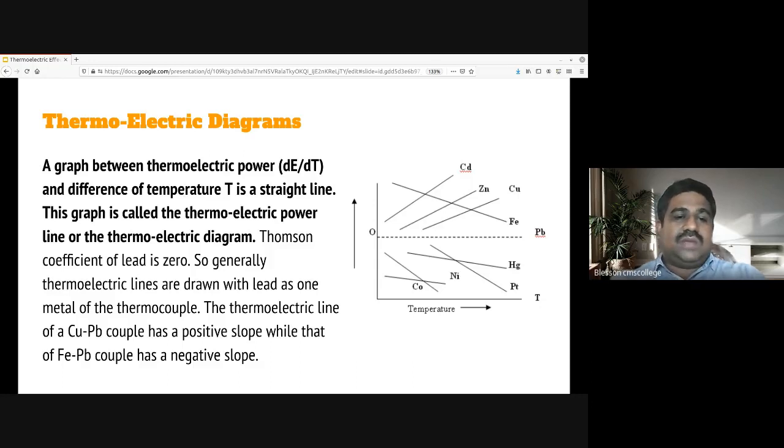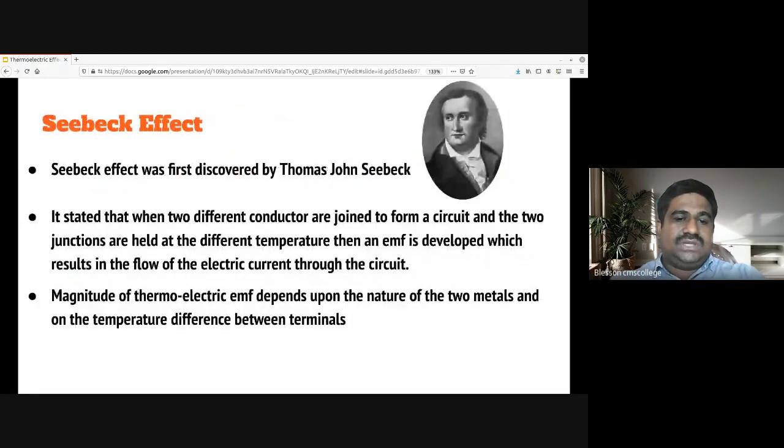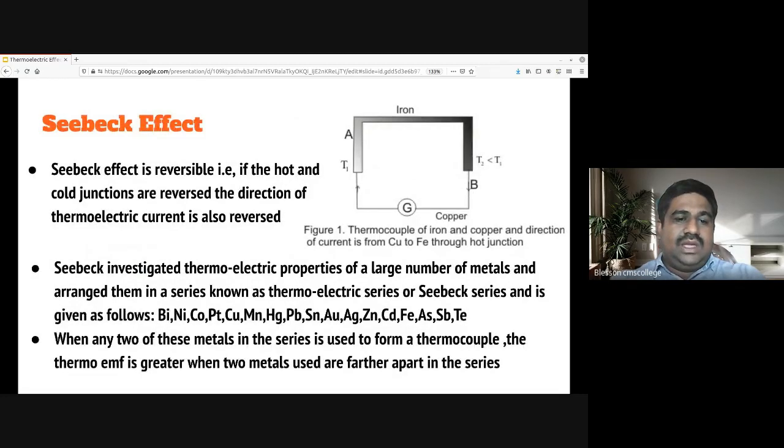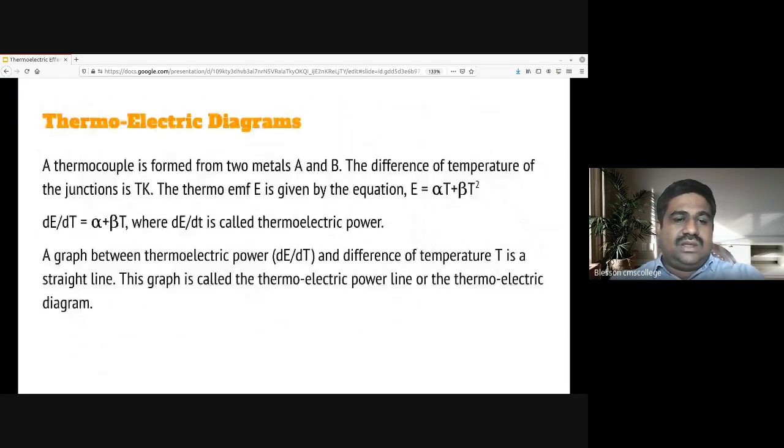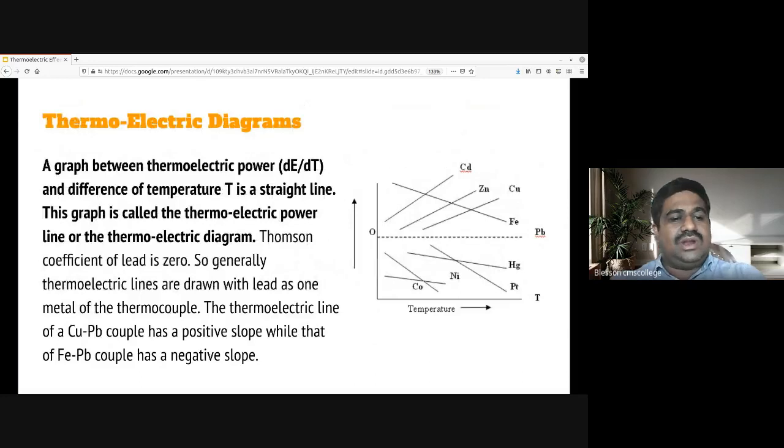So this graph shows the thermoelectric diagram of different metals with respect to lead, because the Thomson coefficient of lead is 0. So we have taken lead as a reference, and the other metals are depicted in this graph. See cadmium, zinc, cobalt. We can see that copper is on one side of lead, while iron is on the other side. Lead is in the middle, and copper is on the left side, while iron is on the right side. With respect to lead, iron and copper are on two sides, and we can see that the thermoelectric diagram of copper-lead has a positive slope, while iron-lead has a negative slope.